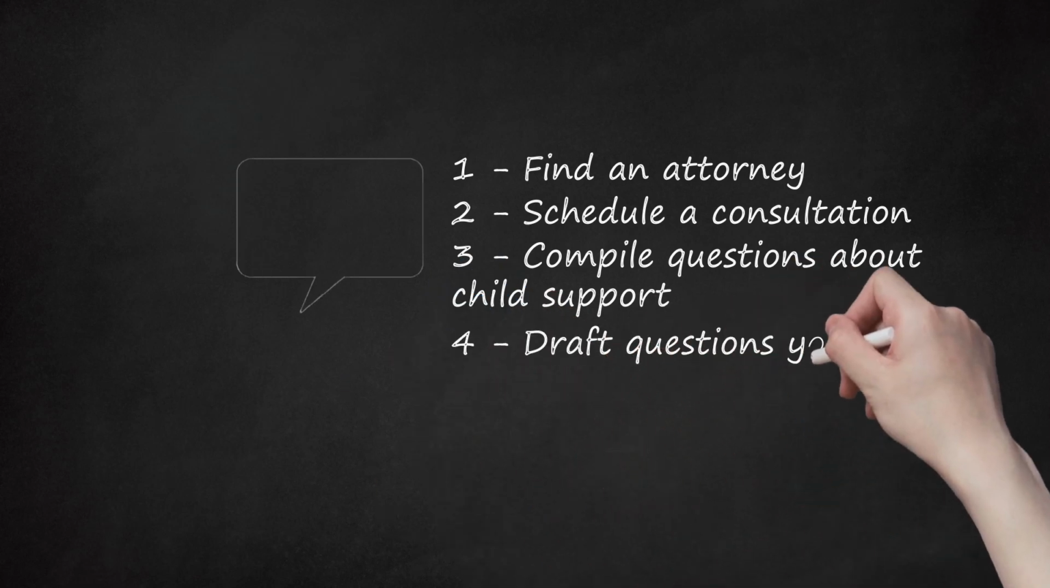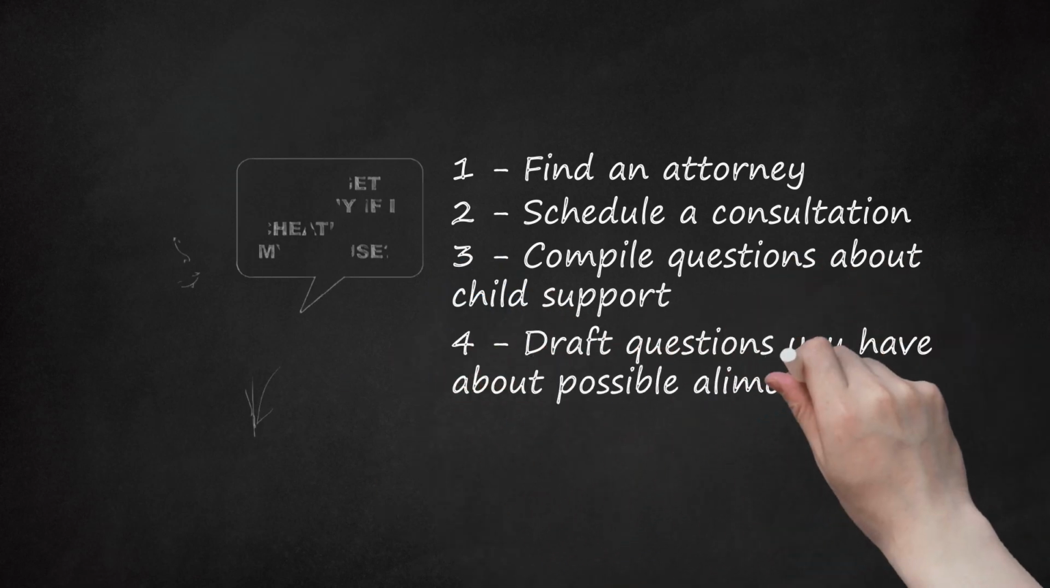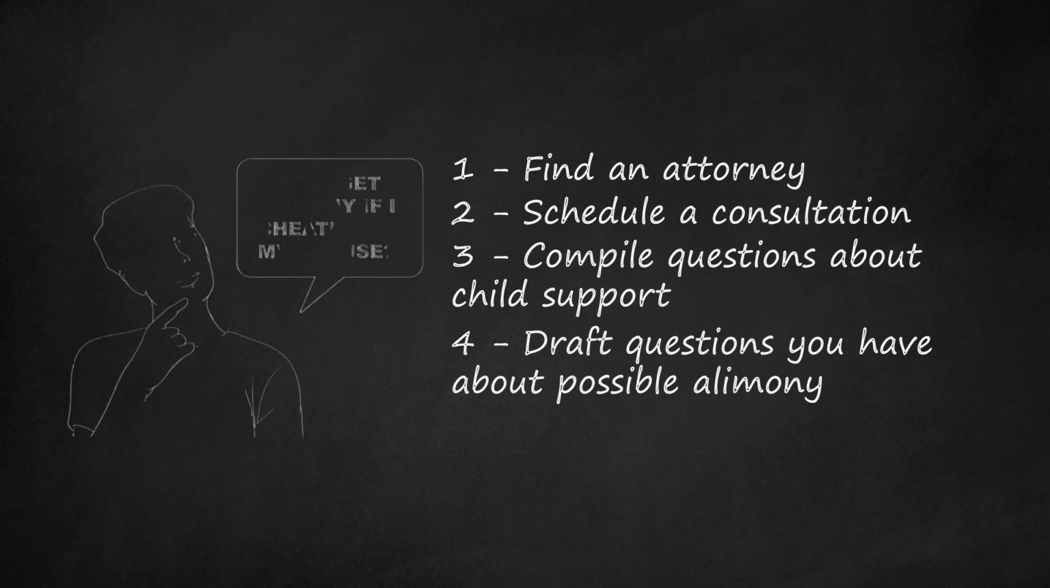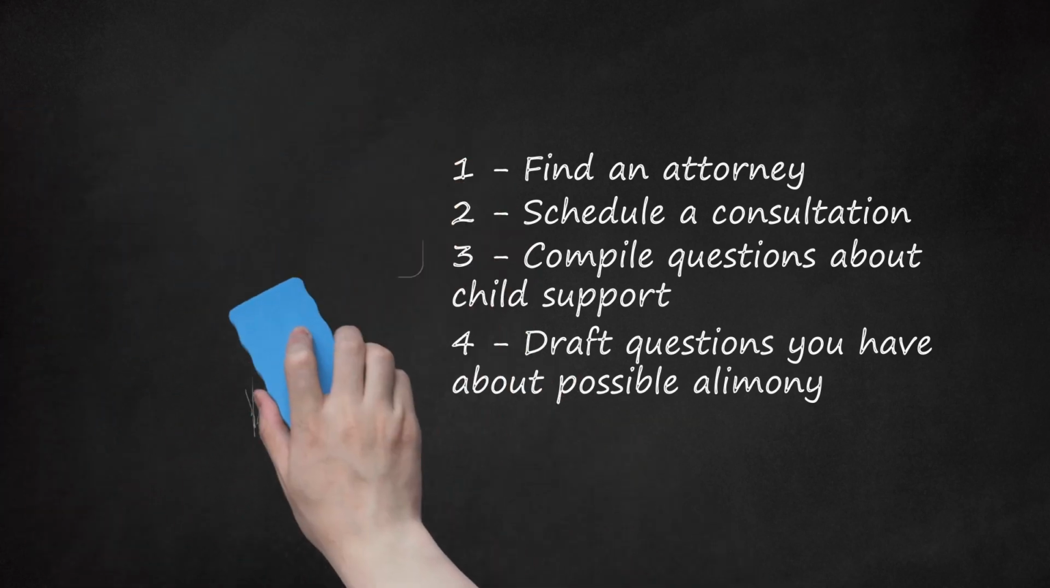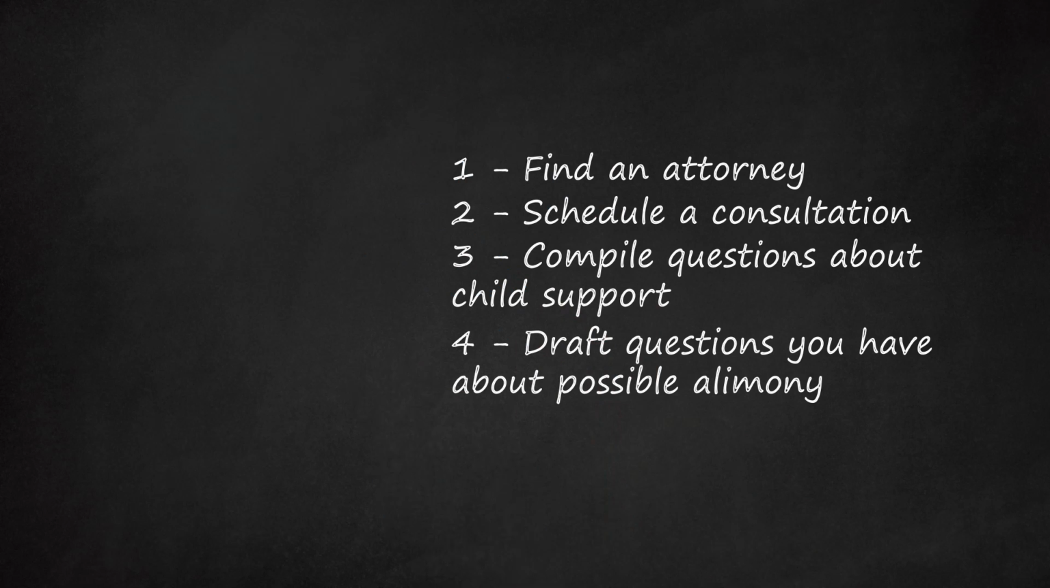4. Draft questions you have about possible alimony. You probably will have many questions about the specifics of alimony in your state. For example, you might want to ask any of the following questions. How does the state calculate the length of the marriage? Does my state consider fault relevant to determining alimony? Can I get alimony if I cheated on my spouse? What kind of records or paperwork will I need to seek alimony?